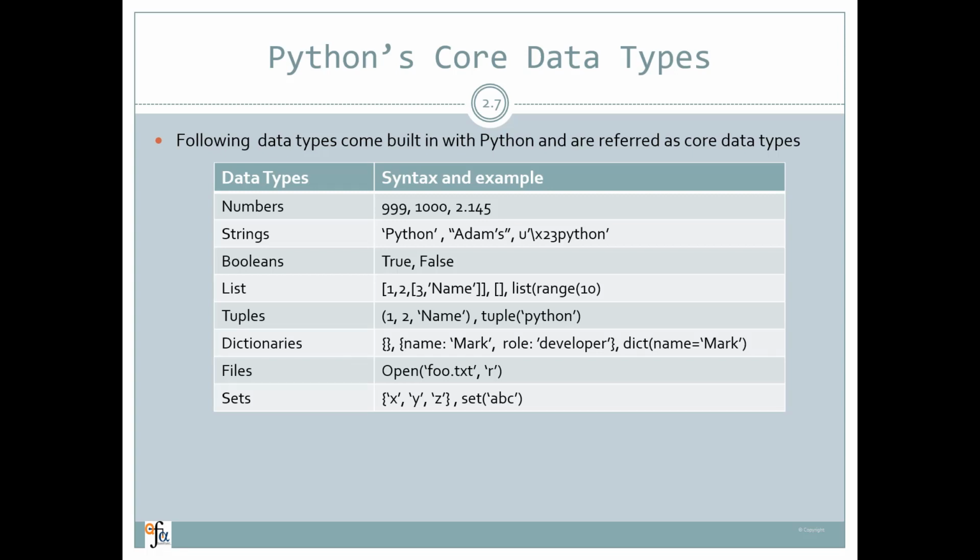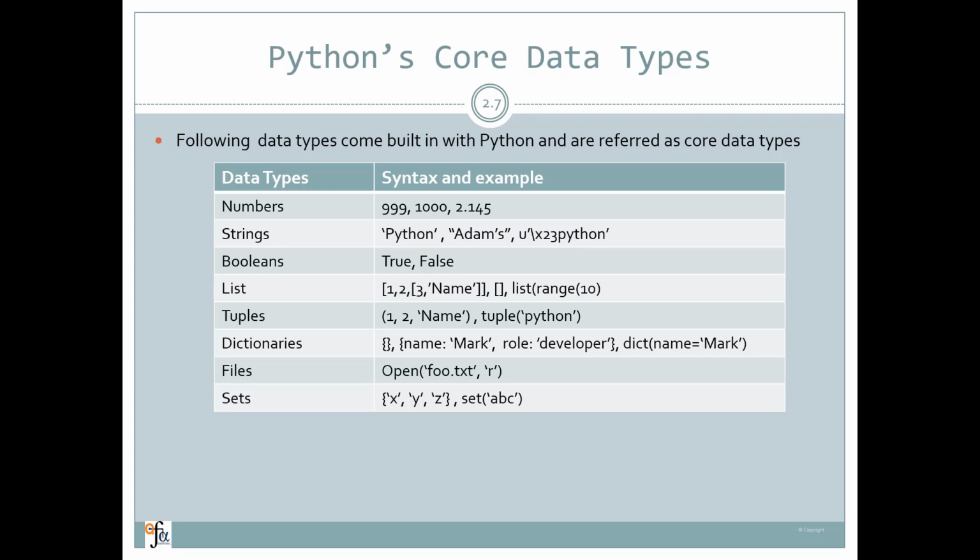In the last slide, we said that the type belongs to the object and not the variable, which means that each object in Python has a type associated with it. Using this type information, Python knows what operations can or cannot be performed on the object. For example, number 5 is a numeric object, and when you add two numbers, Python knows how to handle this addition operation on two numeric objects.